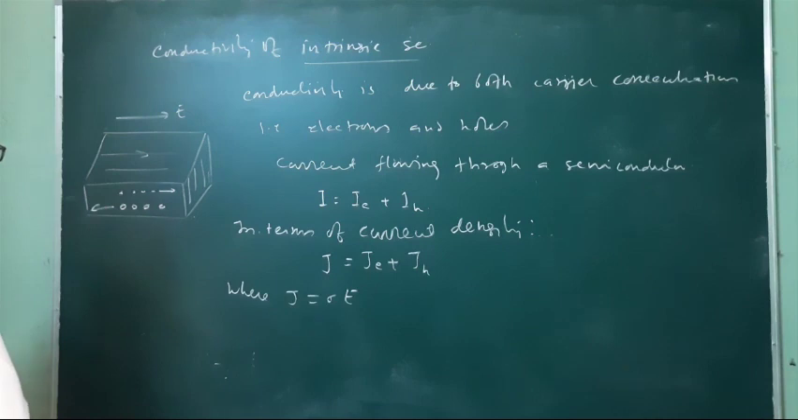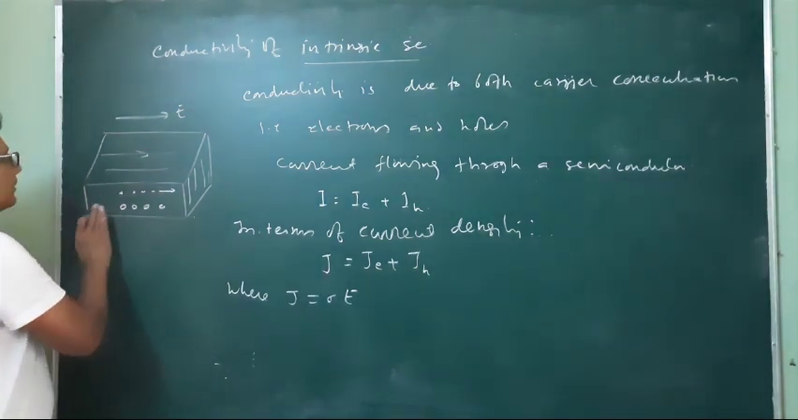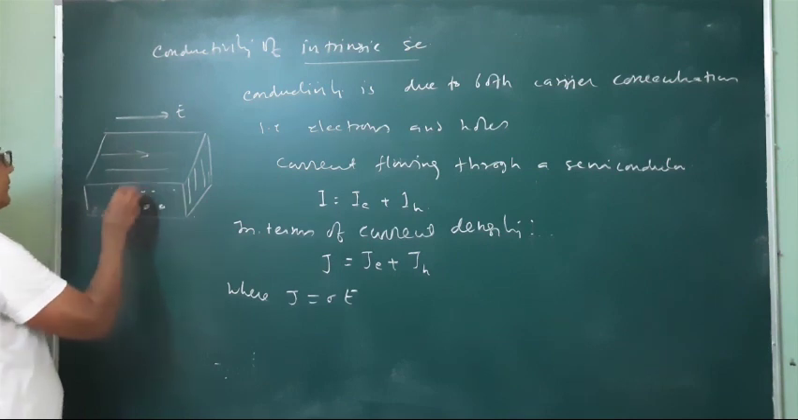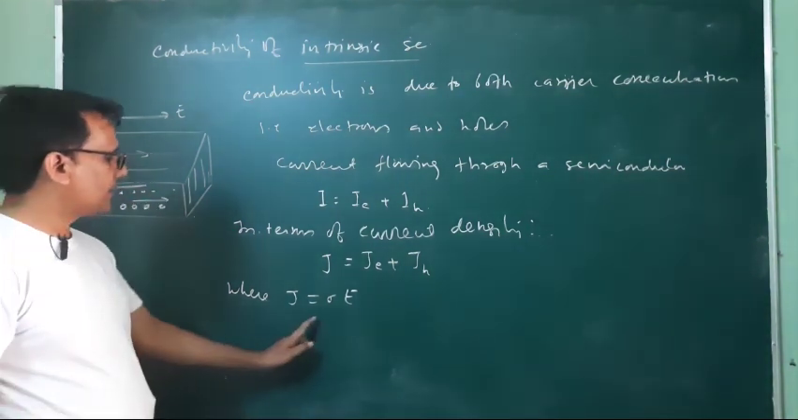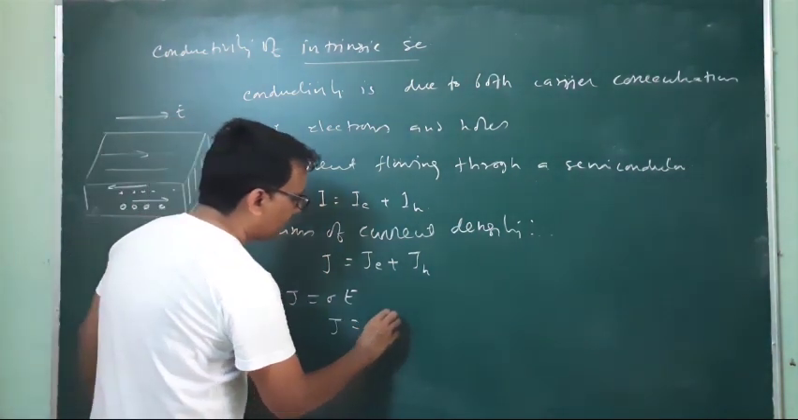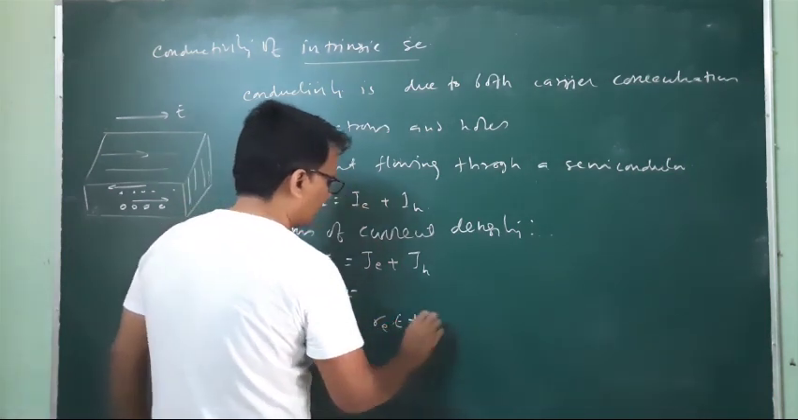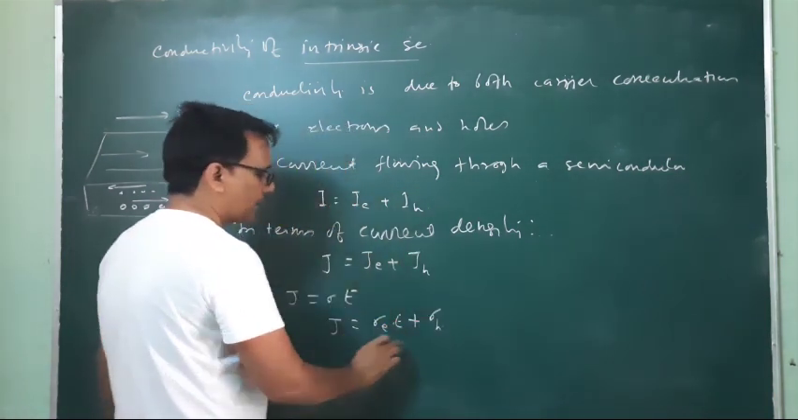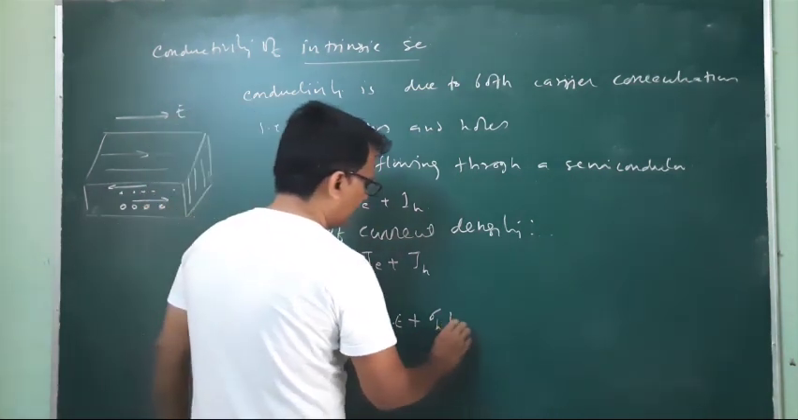So this is the field. Electrons will move in this direction, and holes will move in this direction. So J is equal to sigma E. One can write this J as equivalent to sigma due to electron multiplied by E plus sigma due to hole multiplied by E, where sigma_e is the conductivity due to electrons and sigma_h is that due to holes.